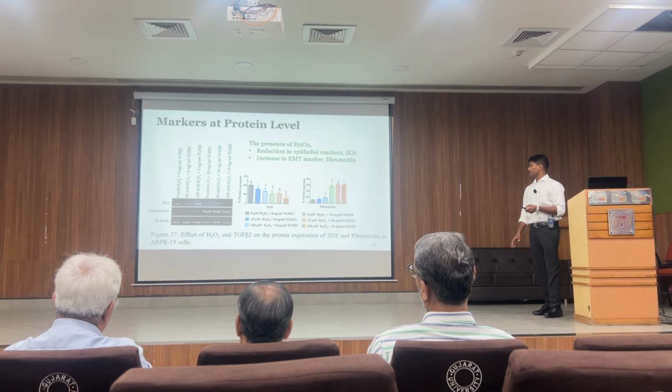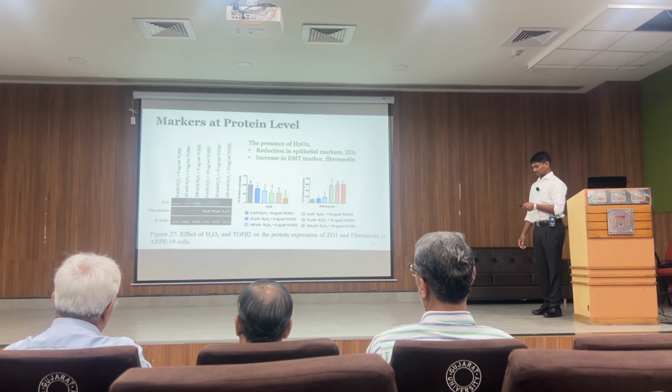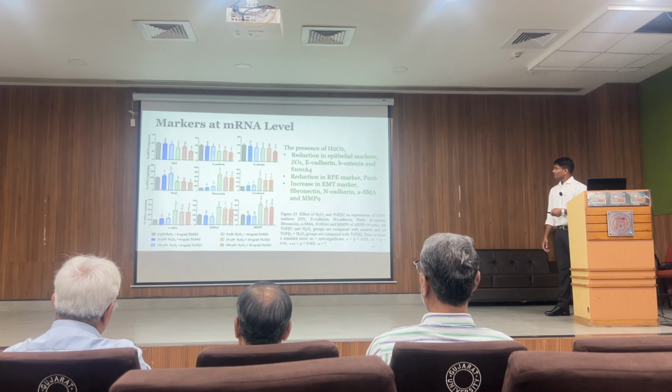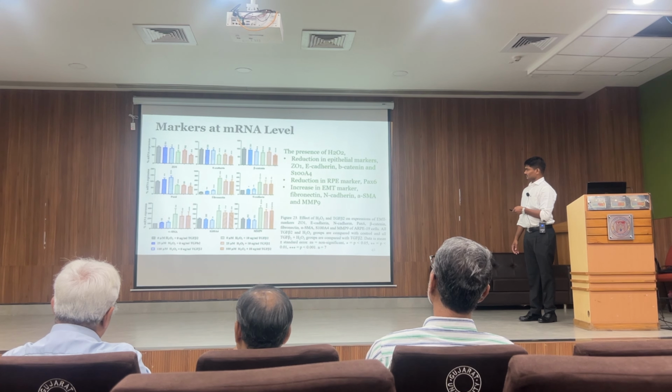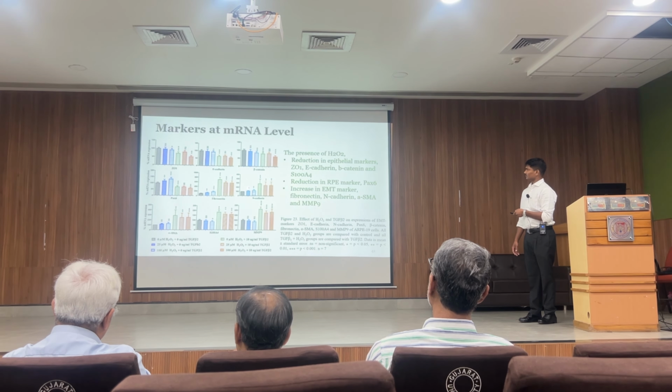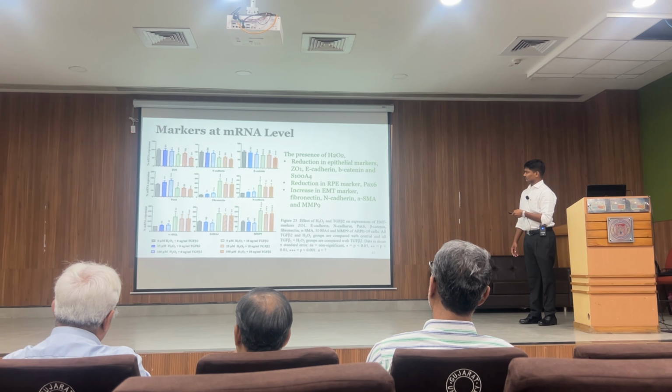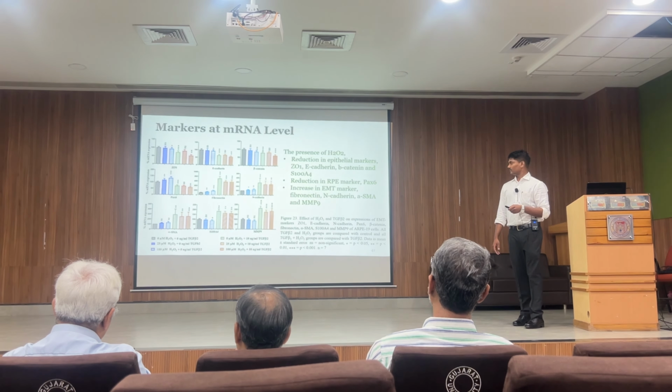These markers are also checked at the mRNA level: the epithelial marker ZO1, and mesenchymal markers along with other markers, such as fibronectin and many others, where we found that EMT occurs in the retinal pigment epithelial cells.